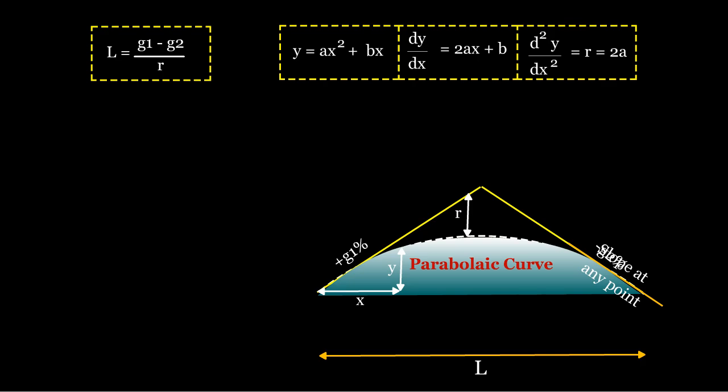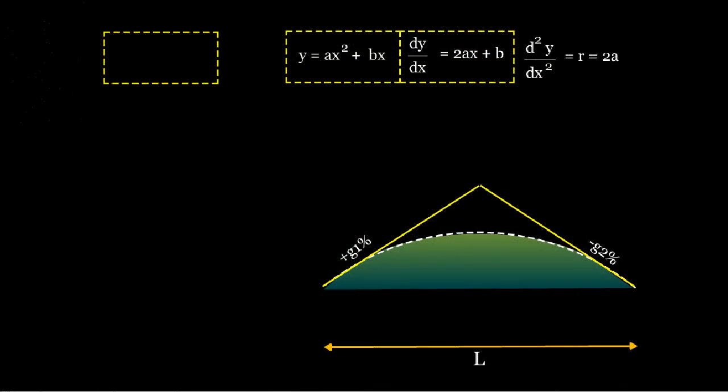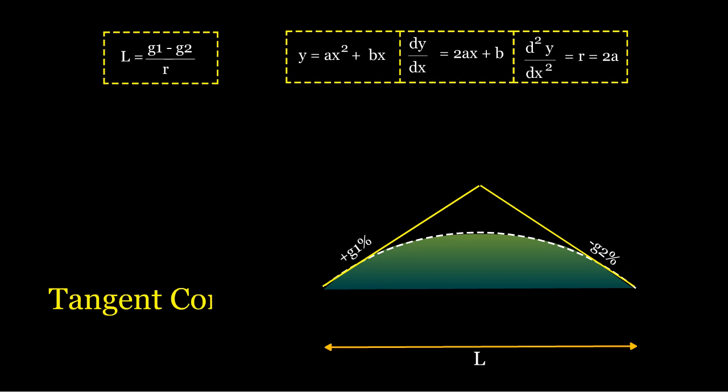Since 2a is a constant, it confirms that parabolic curves maintain a uniform rate of grade change, making them ideal for highway design. Tangent correction in vertical curves. What is tangent correction?